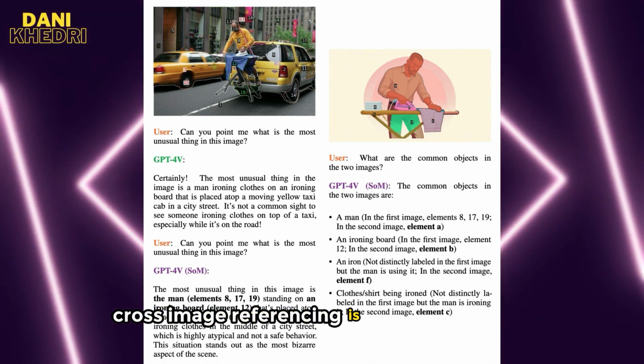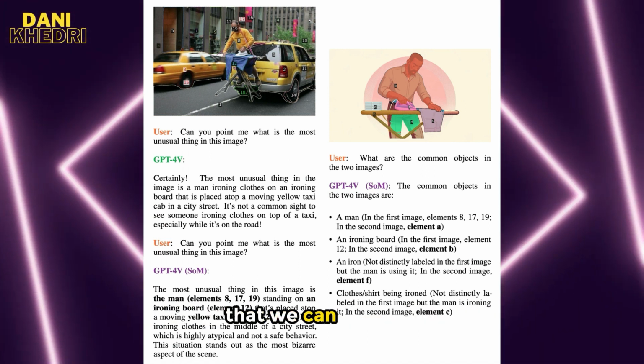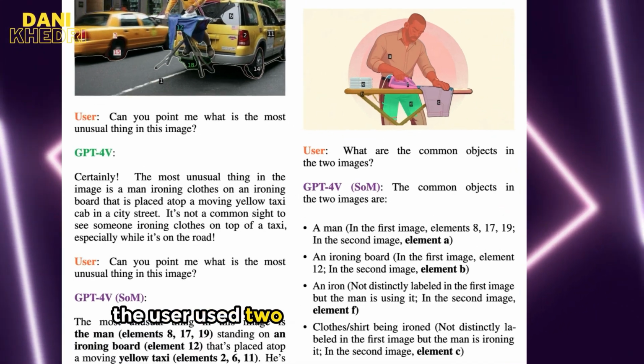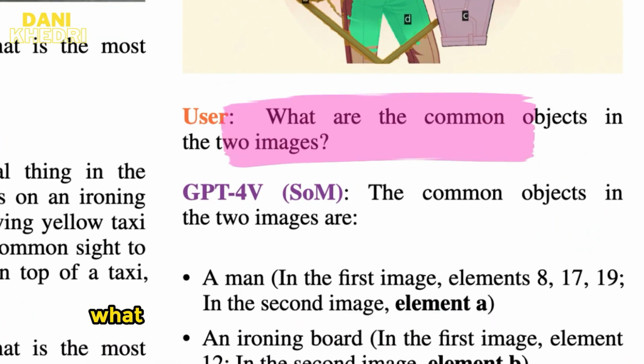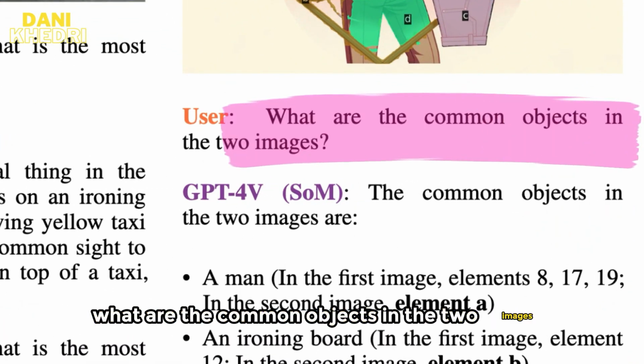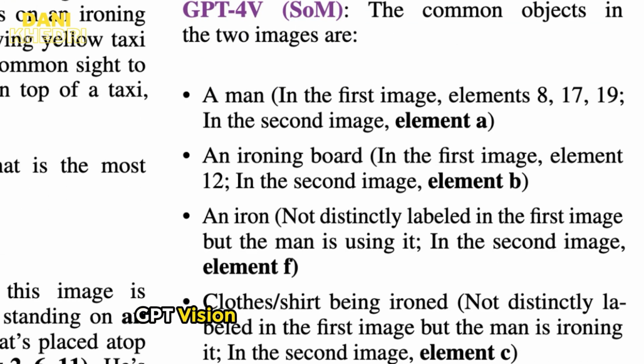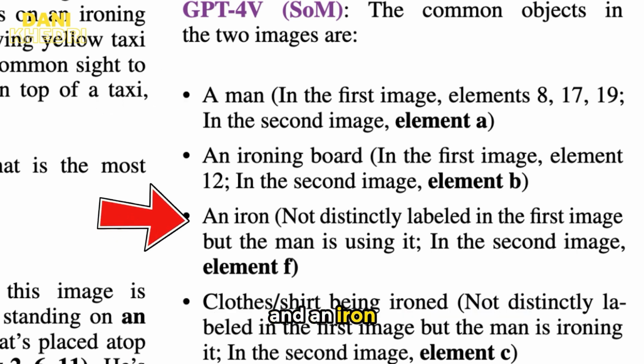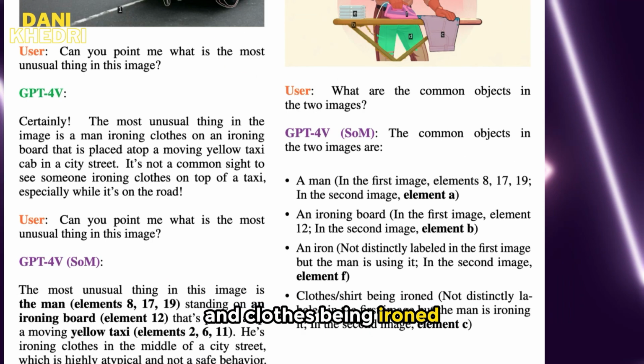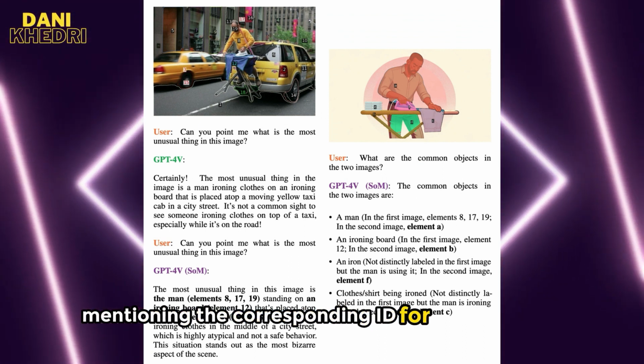Cross-image referencing is another cool task that we can perform. A user used two labeled images and asked, "What are the common objects in the two images?" GPT Vision, with the help of SoM, replied, "The common objects in the two images are a man and an iron, and clothes being ironed," mentioning the corresponding ID for each element.